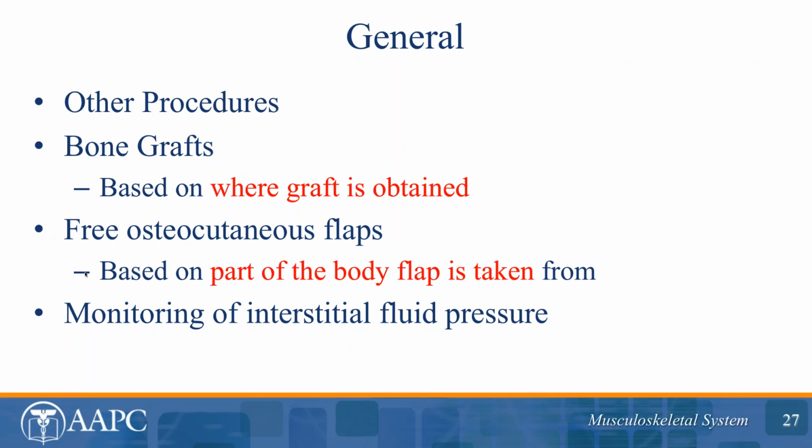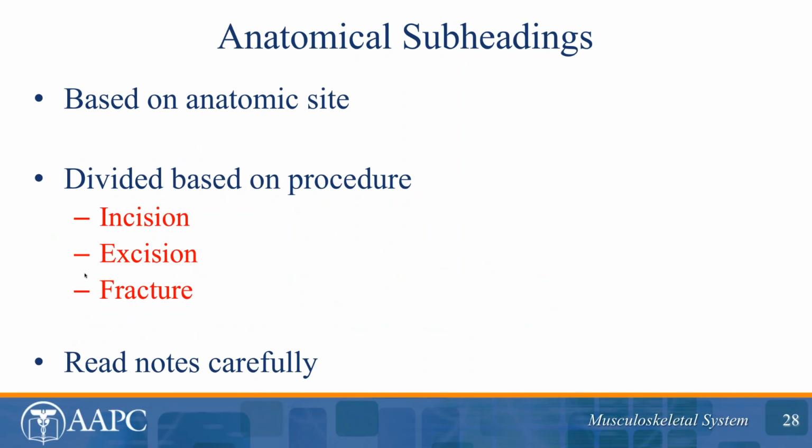And here they have flaps. Look, flaps again, but in the musculoskeletal. Yeah, because they're talking about bone and skin flaps, right? Osteocutaneous flaps. And all you have to do, again, is where is it being taken from? Okay. Again, incision, excision, fracture. I think the terms are becoming familiar. They're very repetitious in this particular chapter.